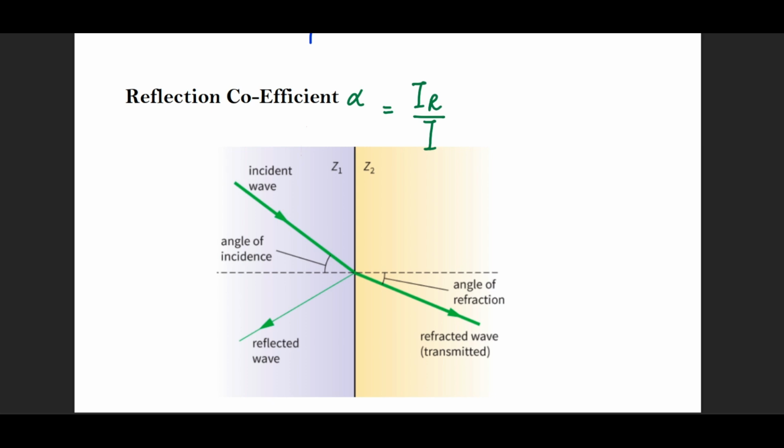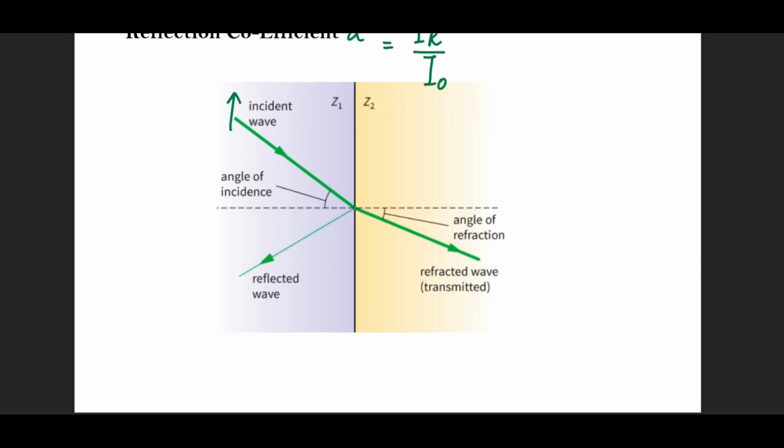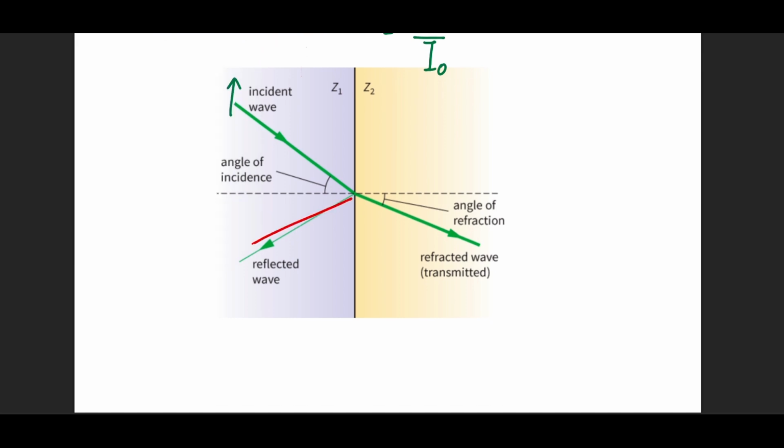IR means the reflected wave and I naught means the incident wave that you introduced. And of course, the incident wave has a higher power. It has a higher energy because this is what you introduced into the system, right? Then we encounter two more waves. Be very careful what I'm going to refer to. This is the reflected wave.